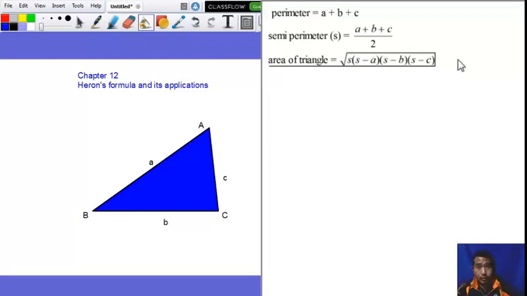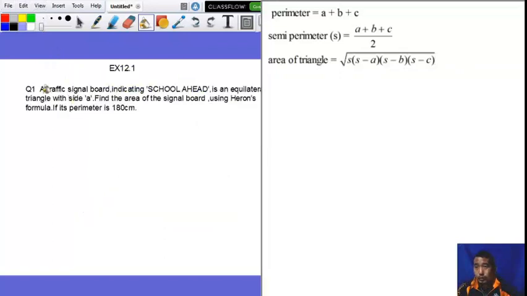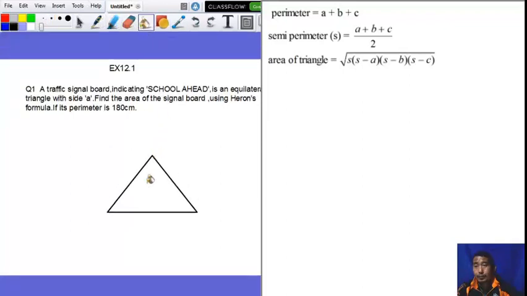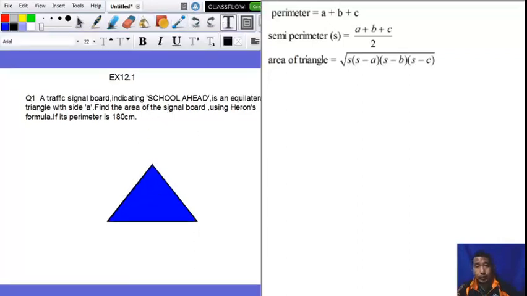Now for the applications, from your textbook, the first question, exercise 12.1. A traffic signal board indicating school ahead is an equilateral triangle with side a. Find the area of the signal board using Heron's formula if its perimeter is 180 centimeter. So let's represent that board by this. We have to find the area of this board, but sides are not given. How do we get the sides? Because in Heron's formula we have the semi-perimeter minus the first side, minus the second side, and minus the third side, but here we do not know the sides.